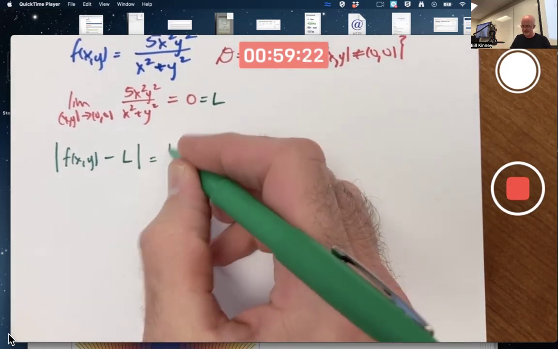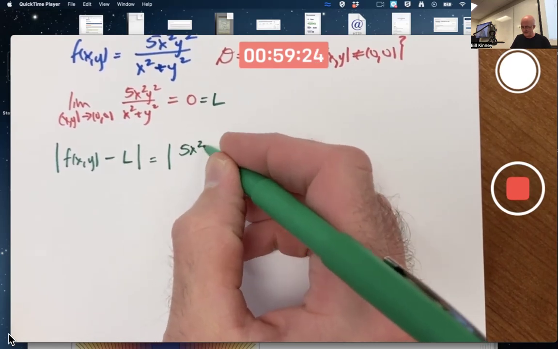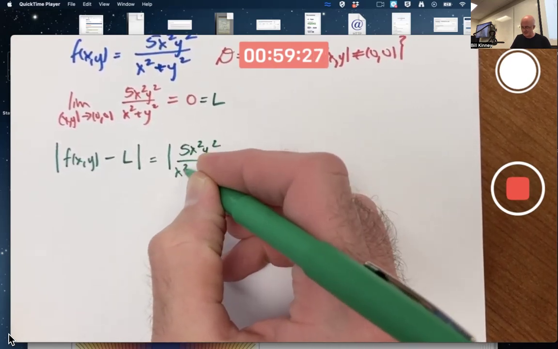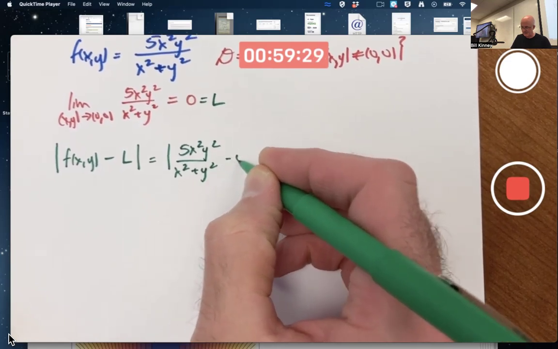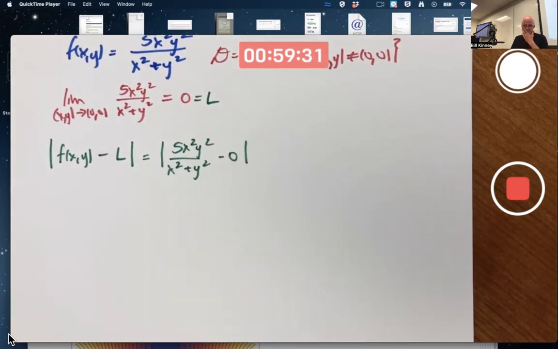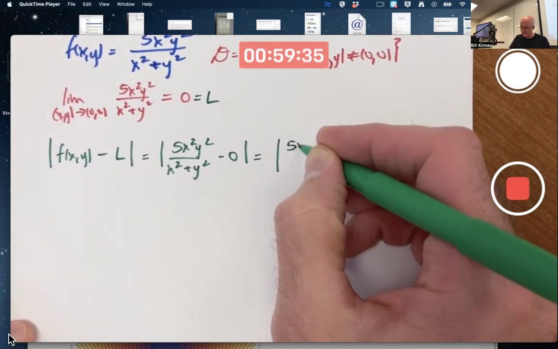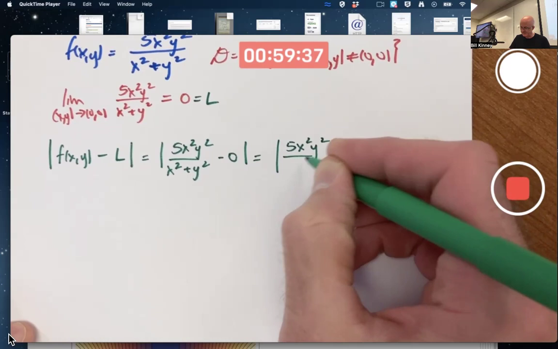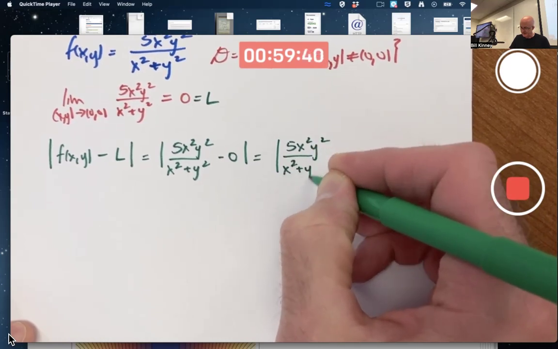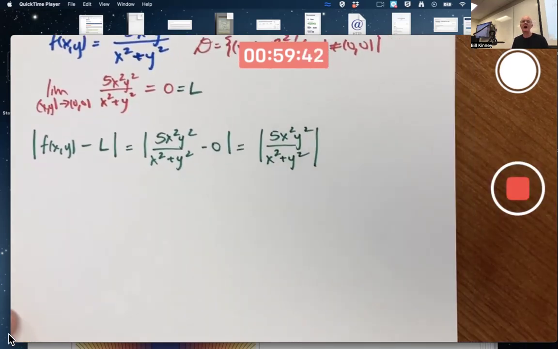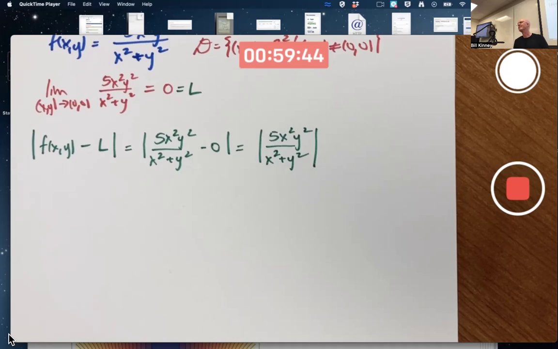Well, I'm claiming L is 0 here. So I can replace the L with 0. And subtracting 0 has no effect. So I can just say it equals this. And as long as we're not dealing with x and y being imaginary numbers, these are all positive quantities, also as long as I'm not dividing by 0. So I can actually, for this example, get rid of the absolute value signs.